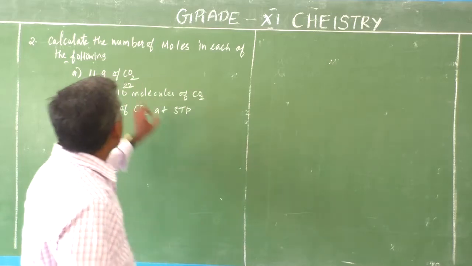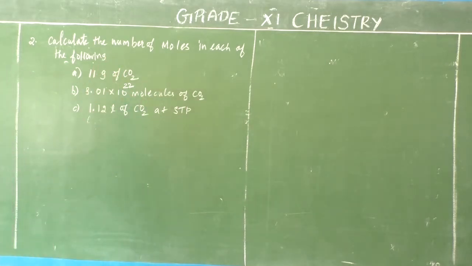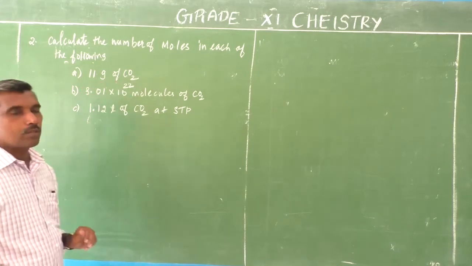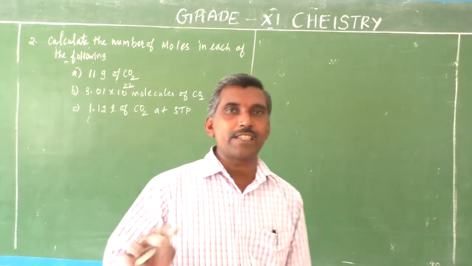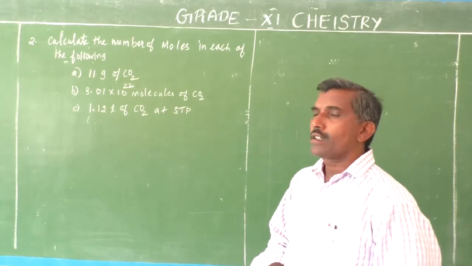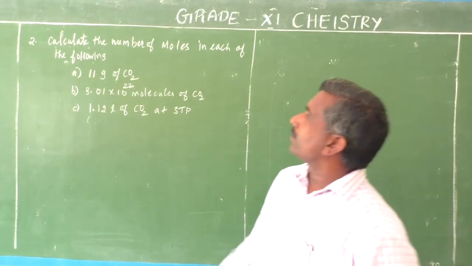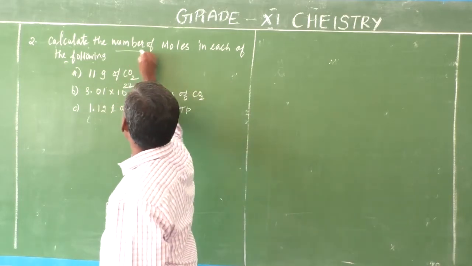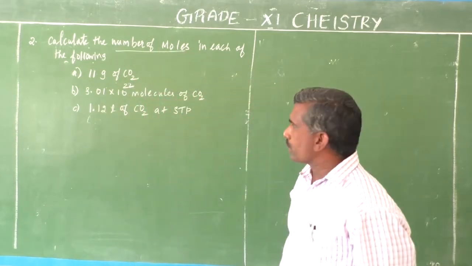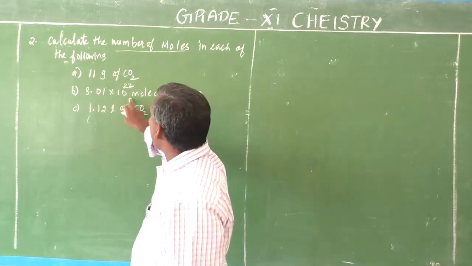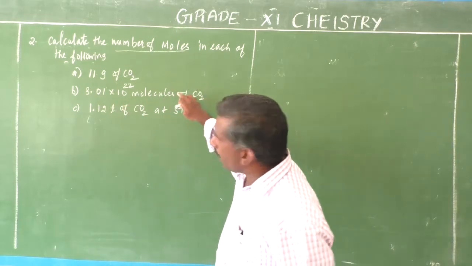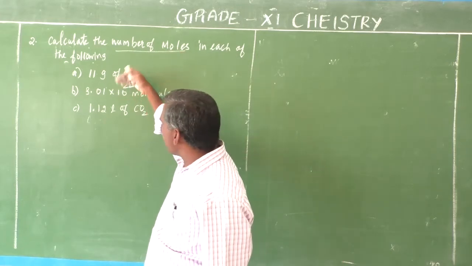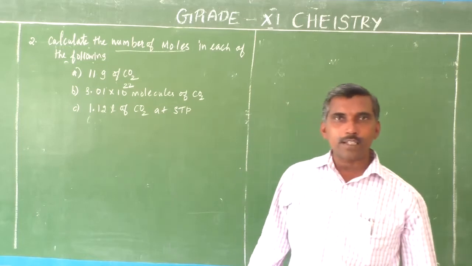Find the number of moles in each of the following. First question, 11 gram of carbon dioxide: weight is given, you find the moles. Second question, 3.01 × 10^23 molecules: molecules are given, you find the number of moles.